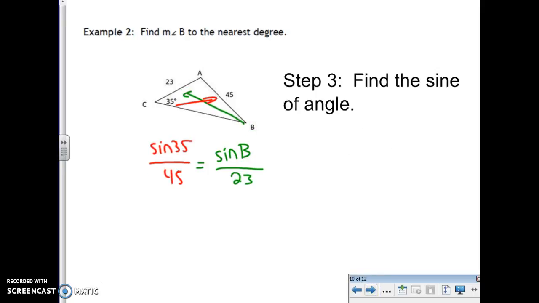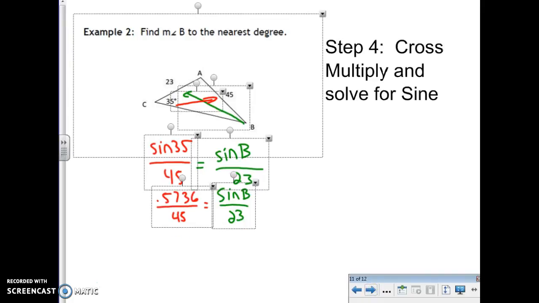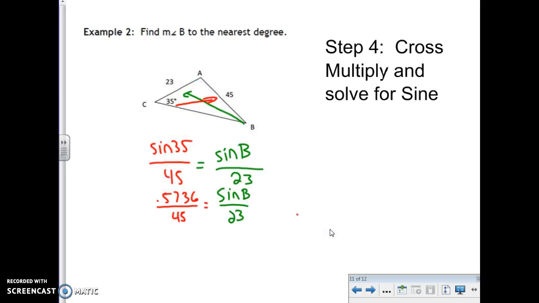The next step is we want to find the sine of the angle. So I'm going to take the sine of 35, and that's going to be 0.5736 over 45, which equals the sine of b over 23. Now, same thing we did before, I'm going to cross multiply. So I'm going to take 0.5736, multiply it by 23, and then I'm going to take 45 and multiply it by sine b.